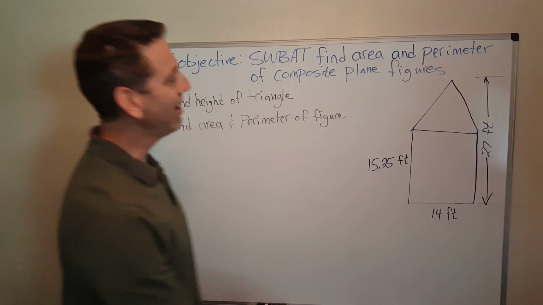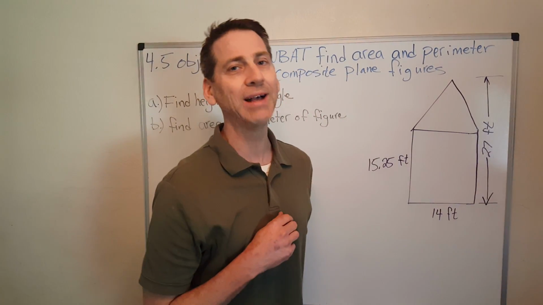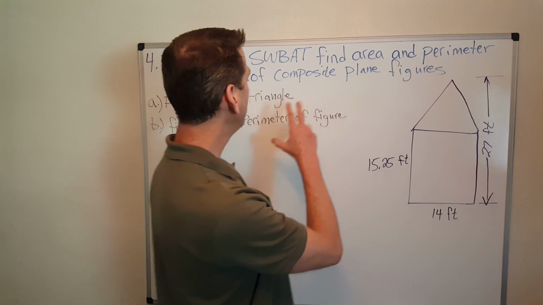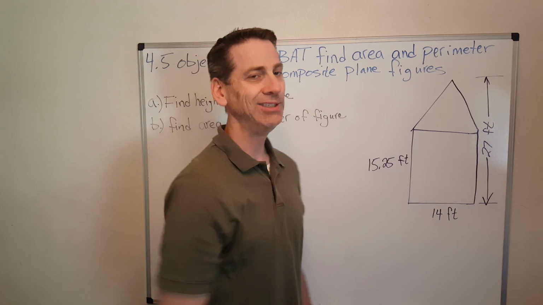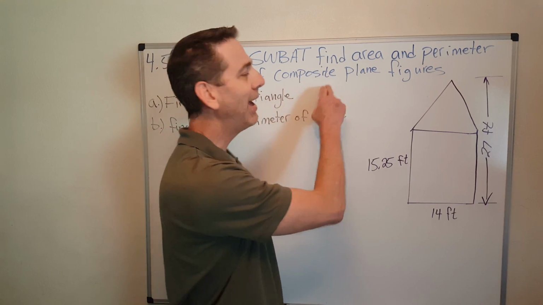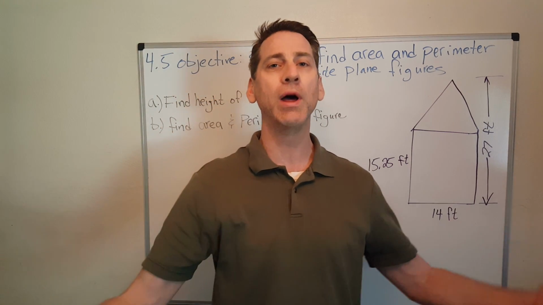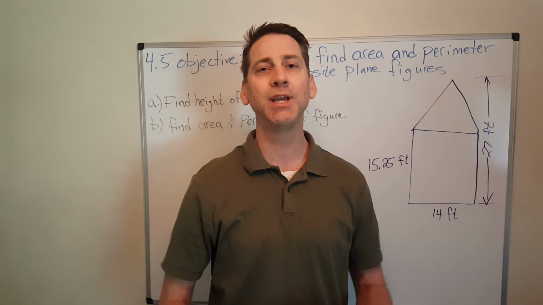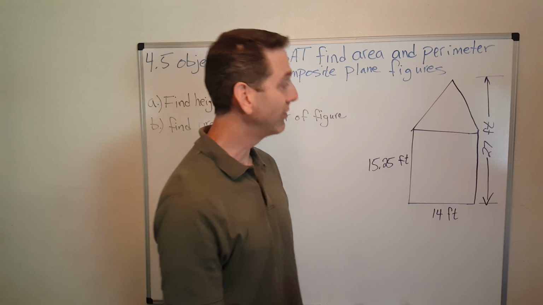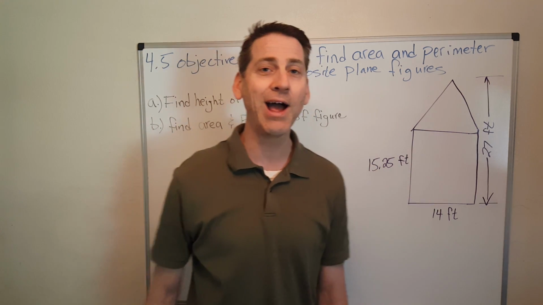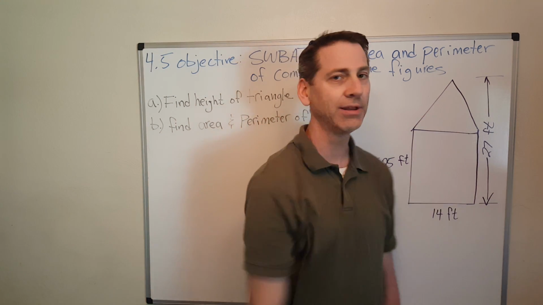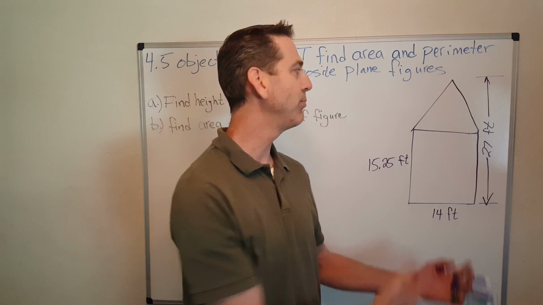All right, first of all, let me explain what a composite plane figure is. Well, a figure is a shape. A plane usually is a two-dimensional shape. And composite just means more than one. So these are shapes that are composed of more than one shape. For example, this right here looks like a little house. Well, this is actually made up of two different shapes, a rectangle and a triangle. So that's a composite plane figure.